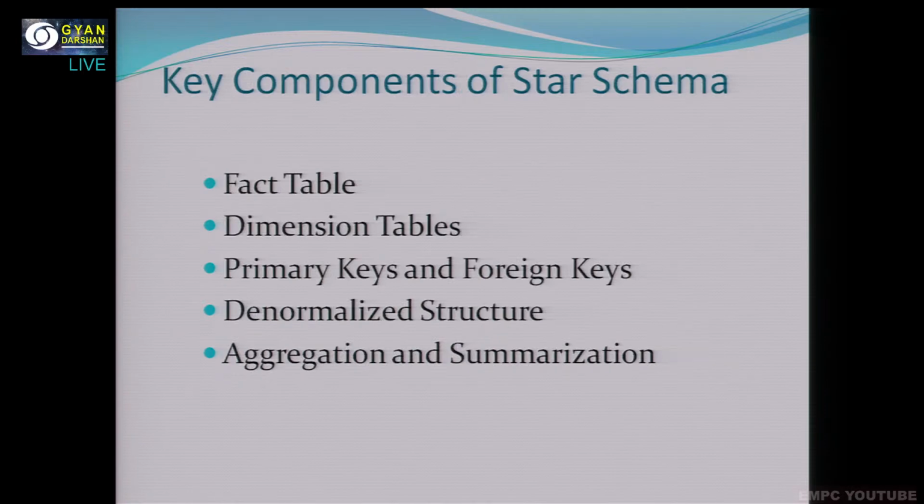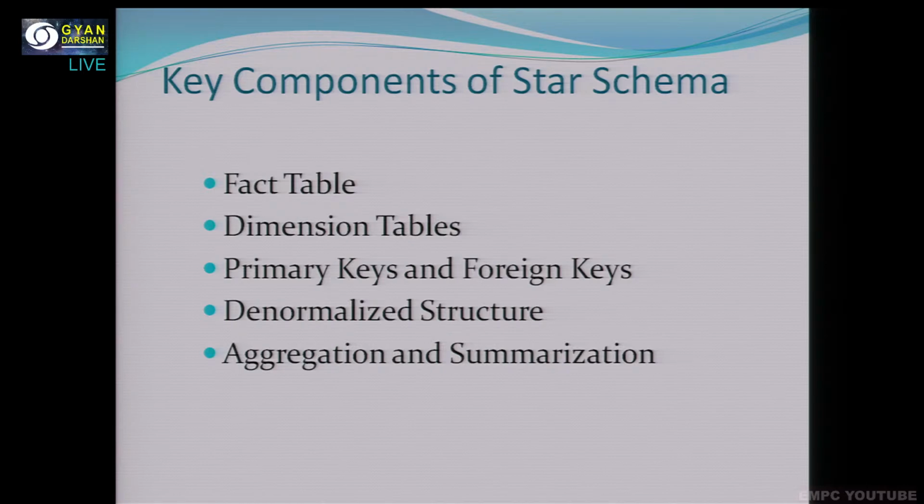So the key components of the star schema are, one, I told you, the fact table which will be placed in the central position. Then there are various dimension tables which will have the primary keys inside the fact table, that we call the foreign keys, and then primary keys and foreign keys, denormalized structure, aggregation and summarization.